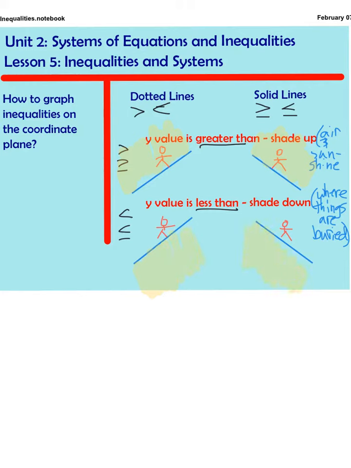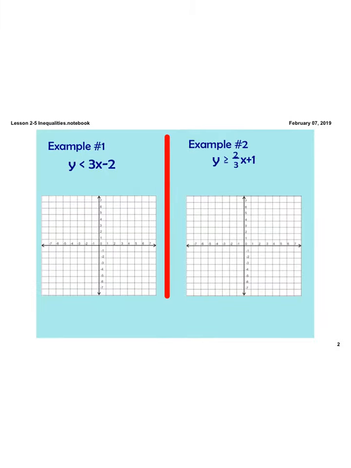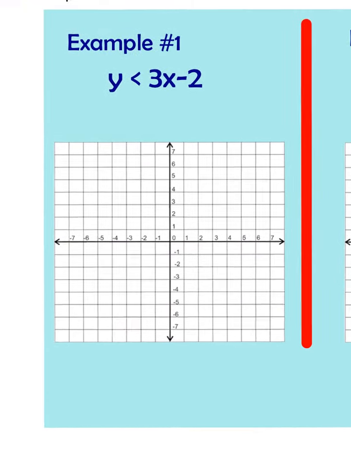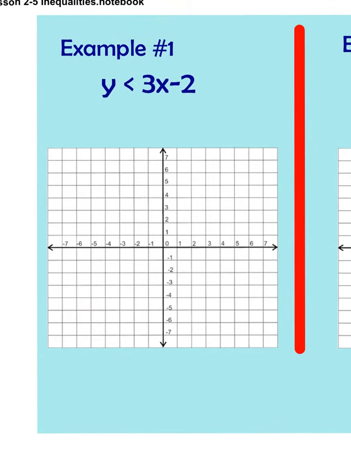Okay, so let's go ahead and try actually graphing an inequality and review that. So here we have two different inequalities. So we're going to look at example 1 first. And this is in the form that we can graph in. It's in y equals mx plus b form. So let's review that again. y equals mx plus b form, right?